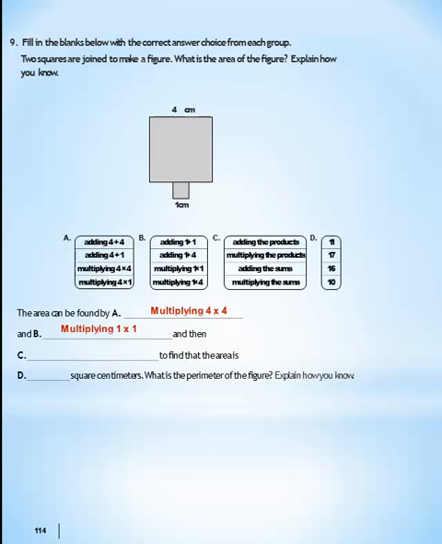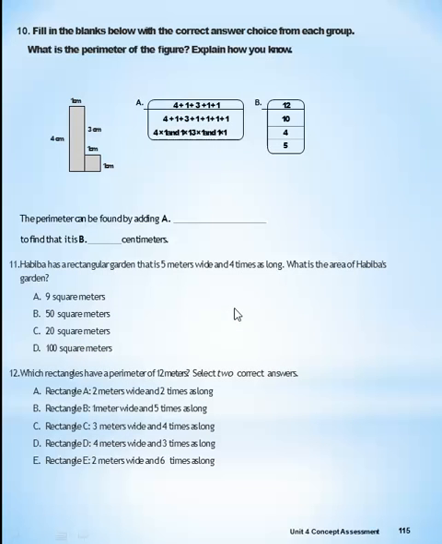Why adding the products? Because the product means the answer of multiplication. It will be 17, because here we get 16 and here we will get 1, so it will be 16 plus 1 equals 17.